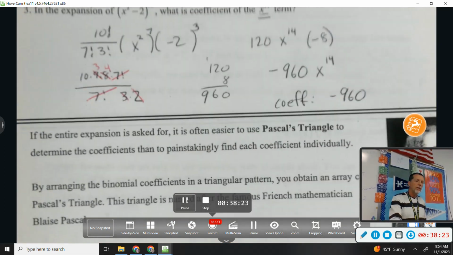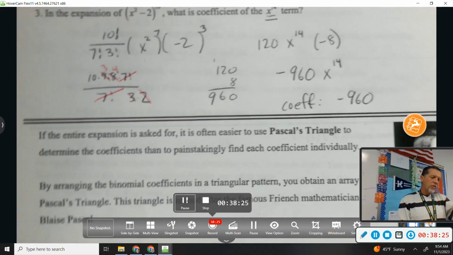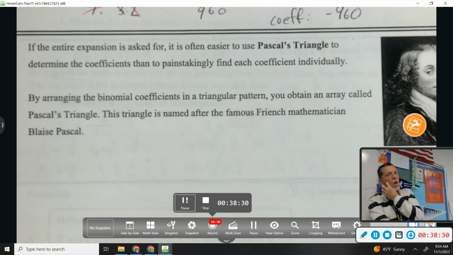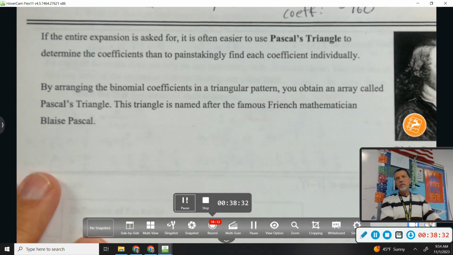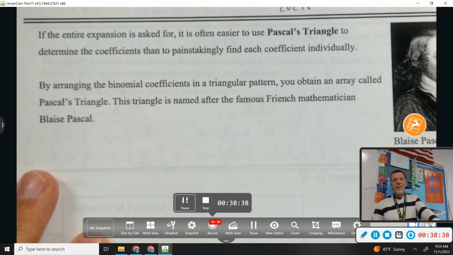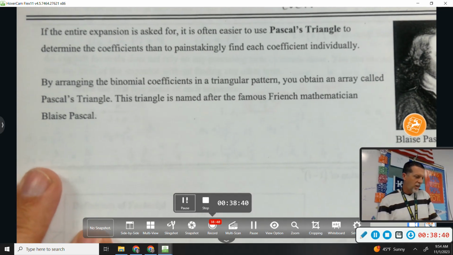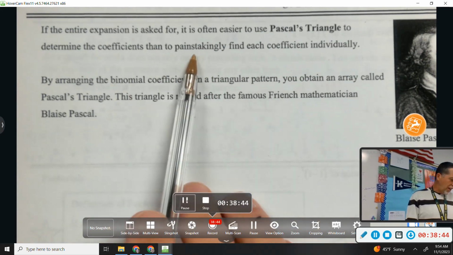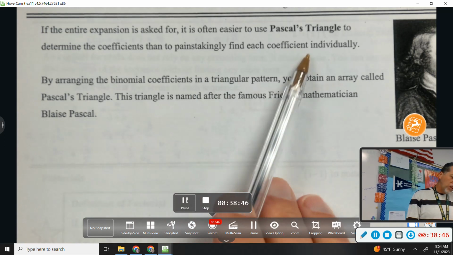Now, if the entire expansion is asked for, it's often easier to use Pascal's triangle, which if Ohm had discovered it first, it'd be known as Ohm's triangle. Sorry, Pascal beat you to it. To determine the coefficients, rather than to painstakingly find each individual coefficient.